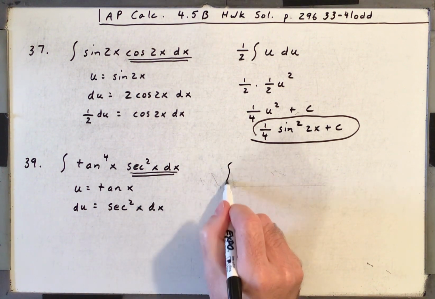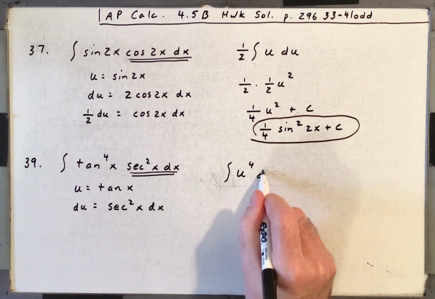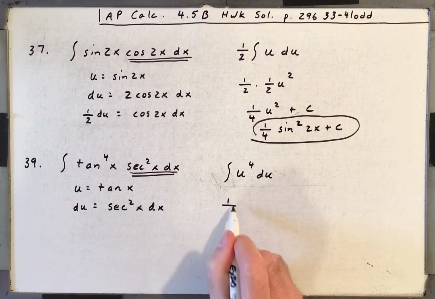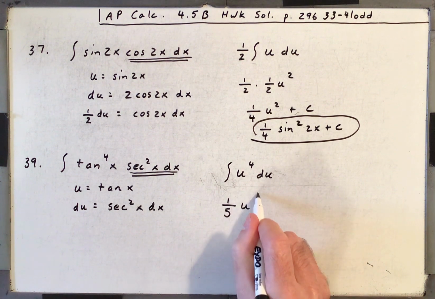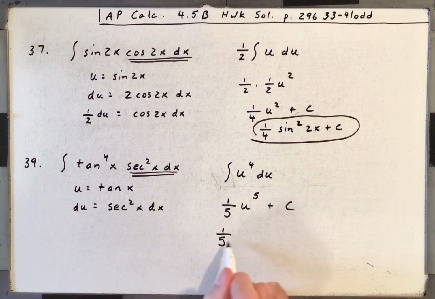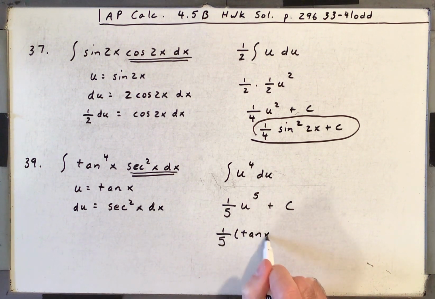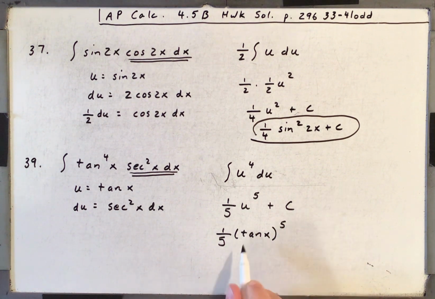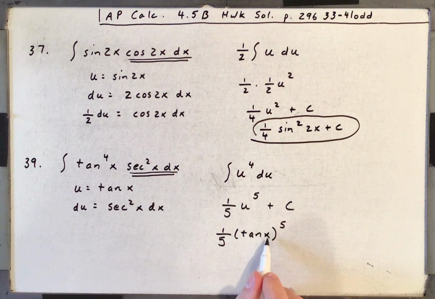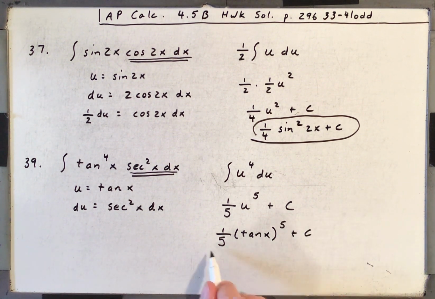So I could rewrite this in terms of u as u to the fourth du. So that's 1/5 u to the fifth plus c. Can't leave it like that. That's 1/5 tangent x to the fifth. The book would probably write tangent fifth x or tangent 5 in front of the x, okay? Plus c, but either way is fine.